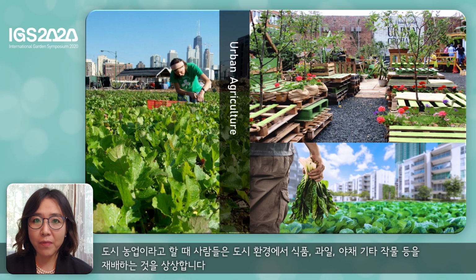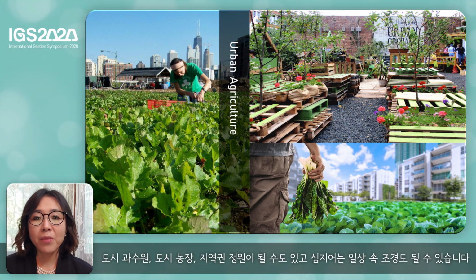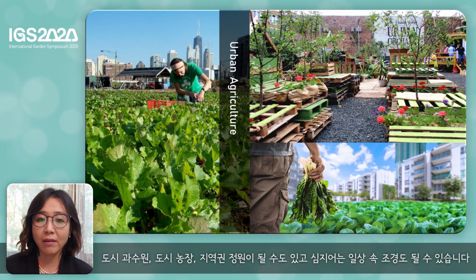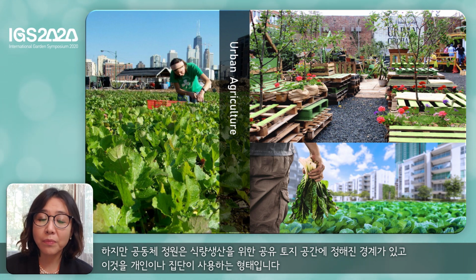So when it comes to urban agriculture, people imagine growing food, fruits, vegetables, and other crops in city environments. It can be urban orchard, urban farms, easement gardens, and even everyday landscapes. But community gardens have boundaries defined on a shared plot of land for food production for individual or collective use.